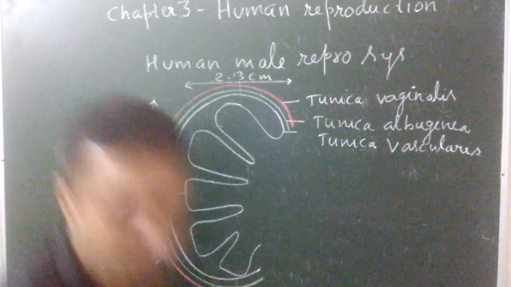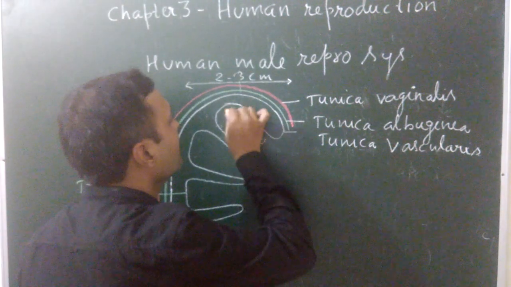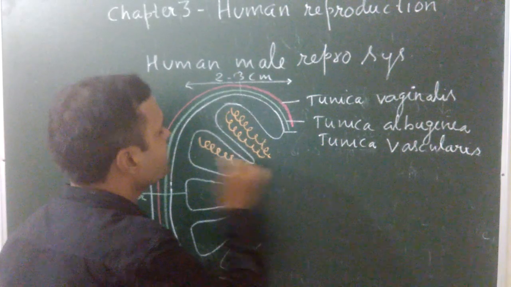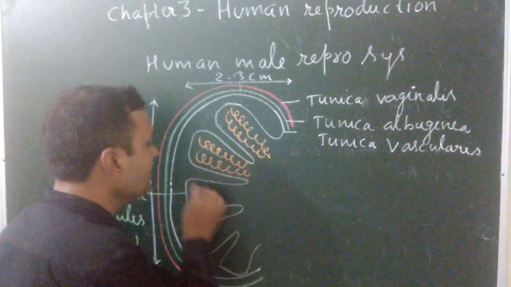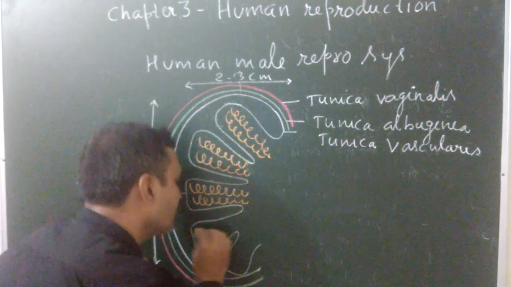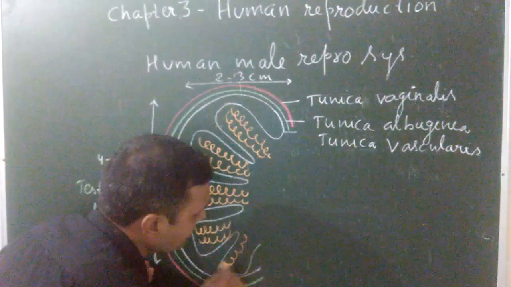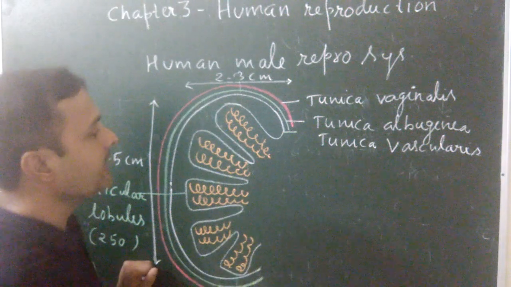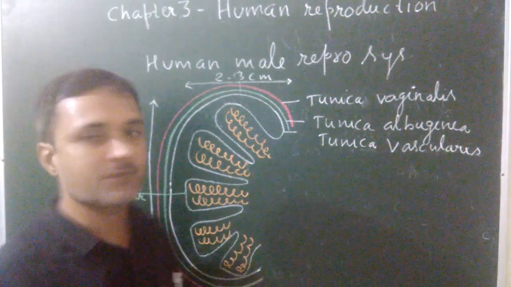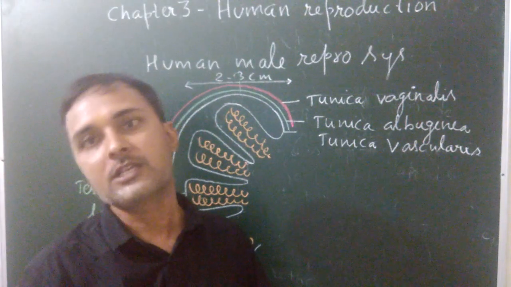Inside testicular lobules, it contains 1 to 3 highly coiled structures known as seminiferous tubules. Each compartment contains about 1 to 3 seminiferous tubules, and these seminiferous tubules are the actual site of spermatogenesis in the case of the human male. So what is the actual site of formation of sperm inside the human male? The answer will be seminiferous tubules.